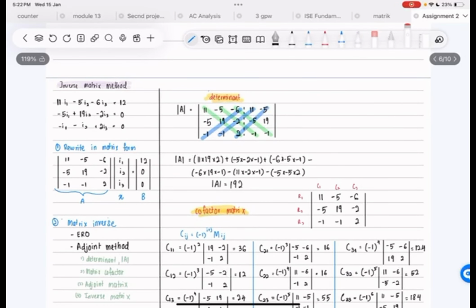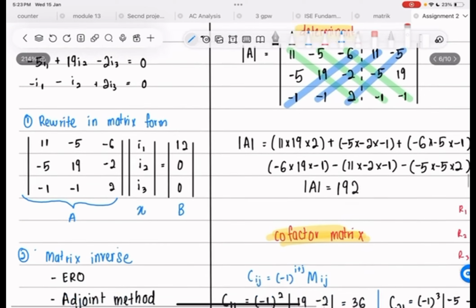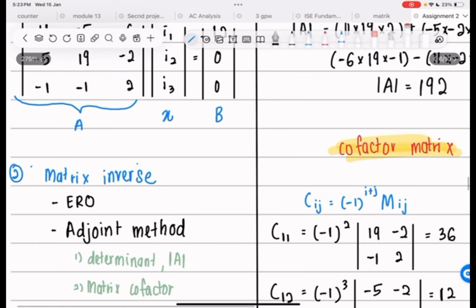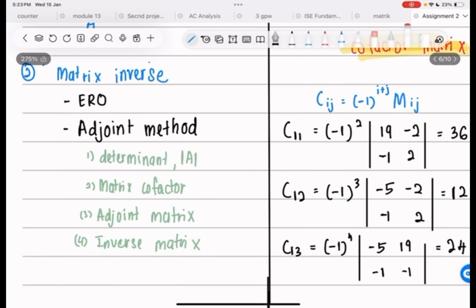Hi, my name is Imran, and I will explain how to solve linear equations using the inverse matrix method. From the previous explanation, we already have these three equations by using mesh analysis. So first of all, we need to rewrite it in matrix form, which is AX equals B. To find the matrix inverse, there are two ways to do that, by using ERO and the adjoint method. I will show how to use the adjoint method, which has 4 steps.